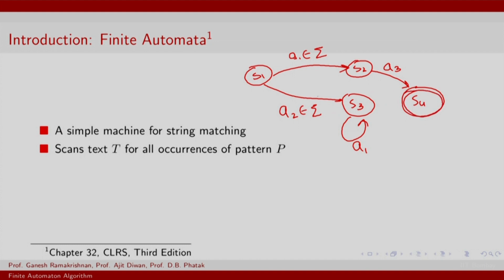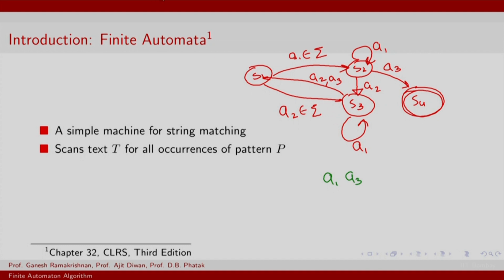What does this automaton do? It basically accepts strings of the form A1, A3. Of course, we haven't completed the automaton. So on S2, if I see A2, I might go to S3 and keep looping around as I see A1. Unfortunately, I haven't created an exit back from S3. So imagine that I have a transition from S3 to S1 on A2 as well as A3. From S2 I might loop back on A1.